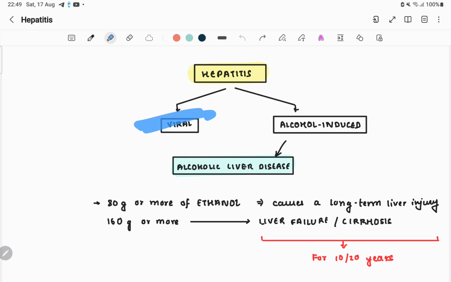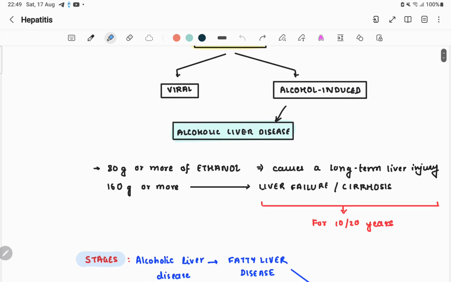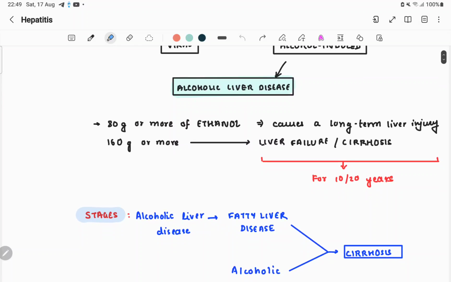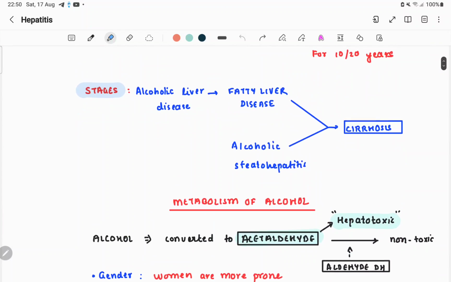It may be a viral hepatitis or it may be an alcohol induced hepatitis, which is called alcoholic liver disease. And you can say that 80 gram or more ingestion of ethanol will cause a long term liver injury, and 160 gram or more will lead to liver failure or cirrhosis. Okay. And if this is there for 10 to 20 years, the chronic exposure is important. Right? So what are the stages?